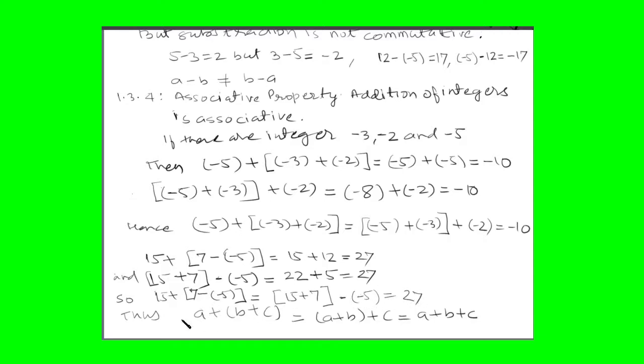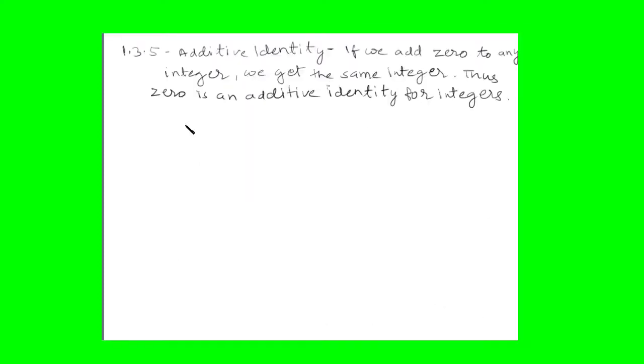So we can generalize it. If there are three integers a, b and c, then a plus, in bracket we write b plus c, equal to a plus b in one bracket plus c, equal to a plus b plus c. Topic 1.3.5 Additive identity. If we add 0 to any integer, we get the same integer. Thus, 0 is an additive identity for integers.